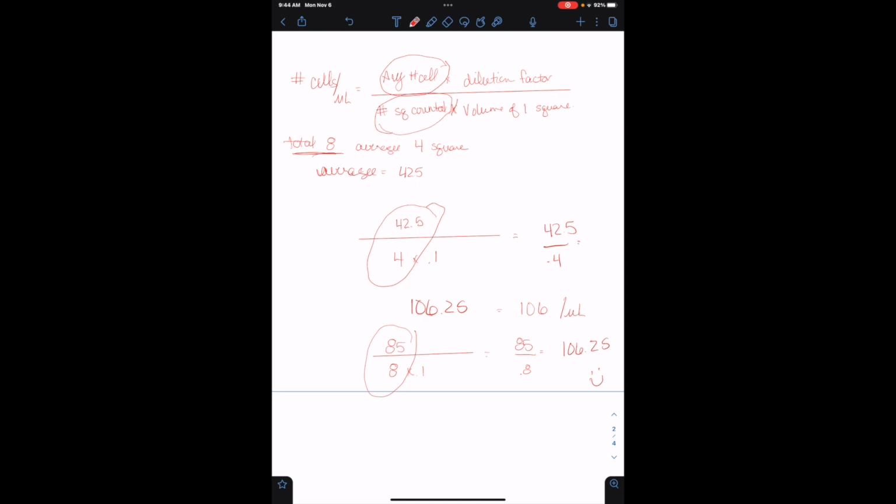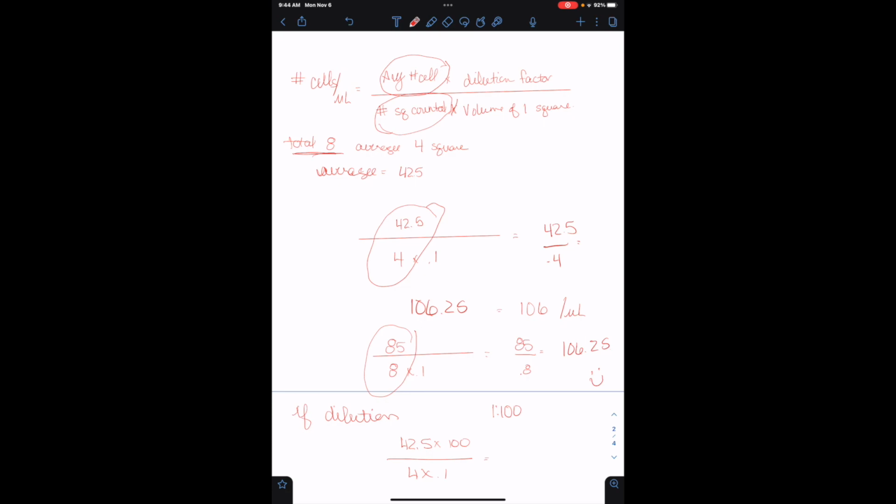If we did have a dilution for this, if someone had made a 1 to 100 dilution on this body fluid, we would just do 42.5 times 100 divided by the 4 times 0.1. Now, this is if there was a dilution. I hope my terrible handwriting on here makes you all feel better about writing on your iPads too.